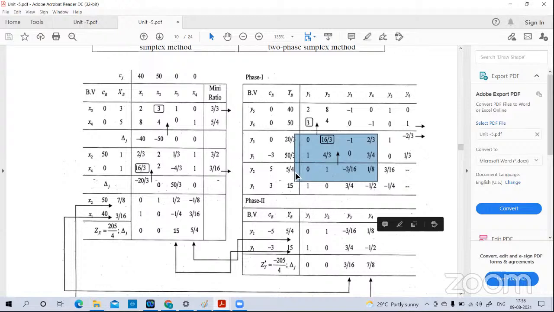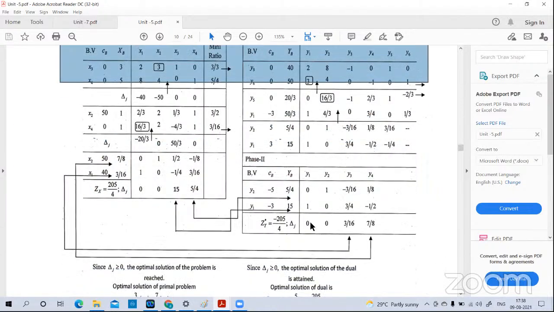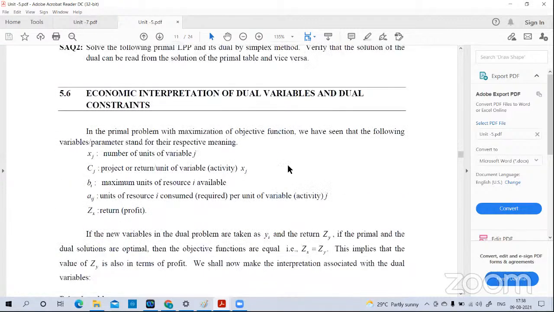Either the big M method or the two-phase method. Here, applying the big M method or the two-phase method, I'm getting the same answer. You can already solve it in our textbook.